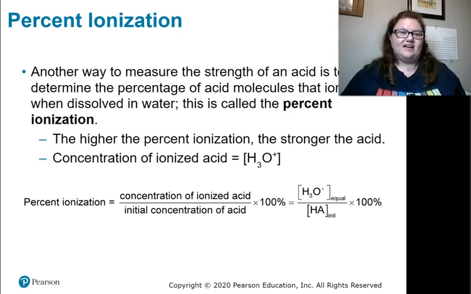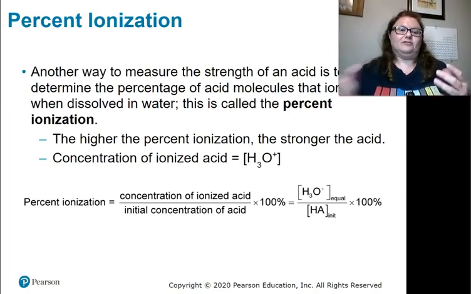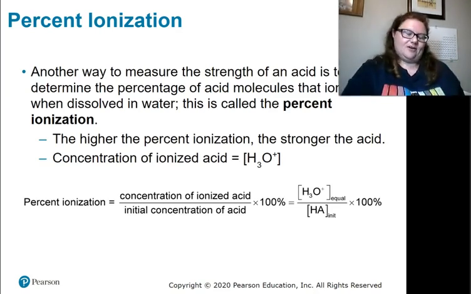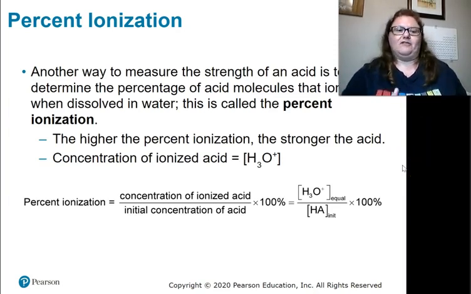If it's 100% ionization, that's a strong acid, because it's 100% breaking apart. Whereas if it's a low percentage, it's going to be a weak acid, because only a few of them are breaking apart. So maybe that'll help you in keeping track of what percent ionization really is and what you're calculating when you do that.